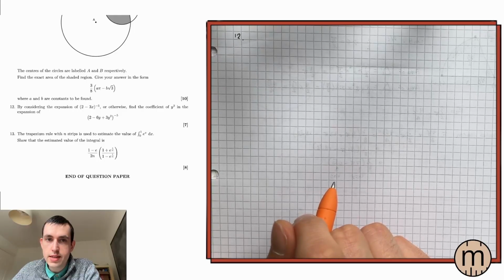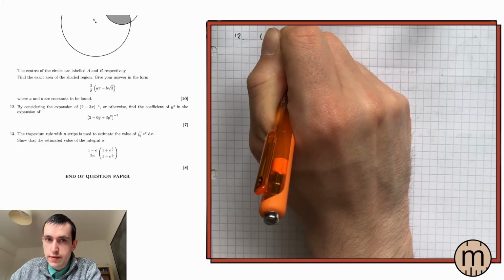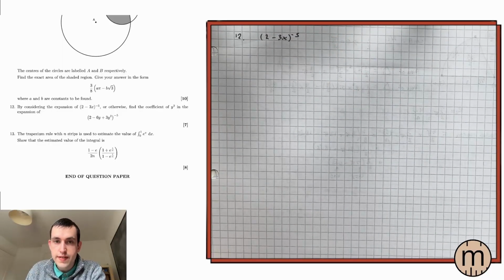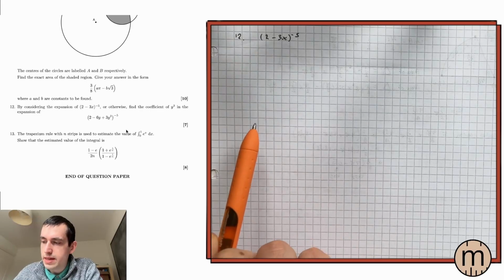Question 12 is the expansion of 2 minus 3x to the power of minus 5. And we're going to use that to find the expansion of 2 minus 6y plus 3y squared to the power of minus 5, which is a bit wackier. Let's consider how we're going to expand this.